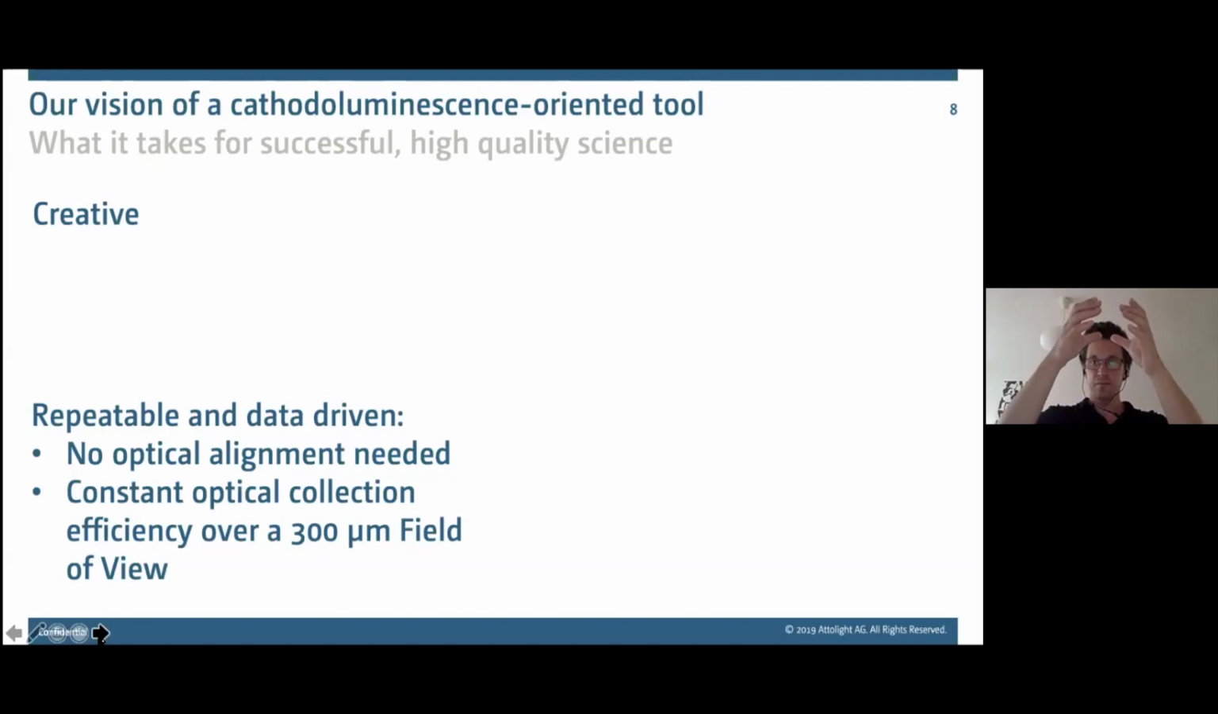We embedded it inside the electron column and it's collinear. The advantage of this is that you have no optical alignment needed whatsoever, and you have a constant optical collection efficiency over a 300 micron field of view. So you can see both small and large objects, and if you have a variation in emissivity between two spots, you can be positive that this comes from your material and not the system.